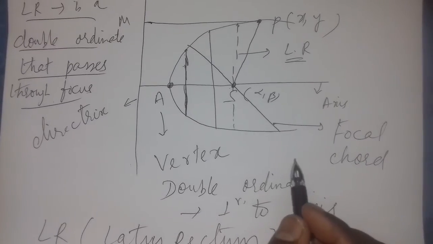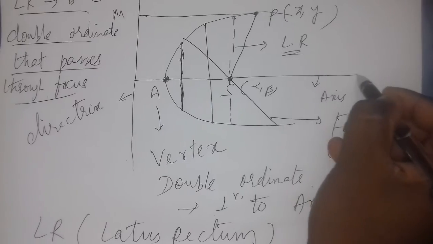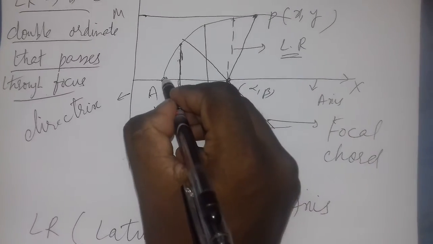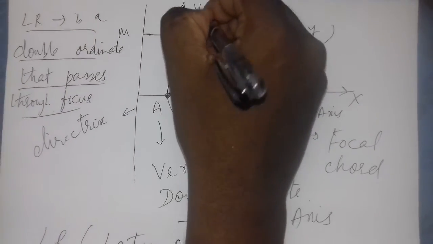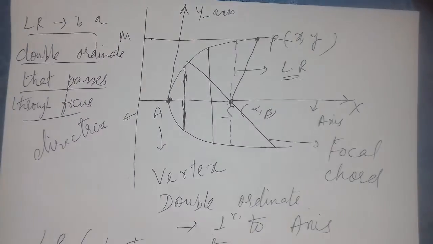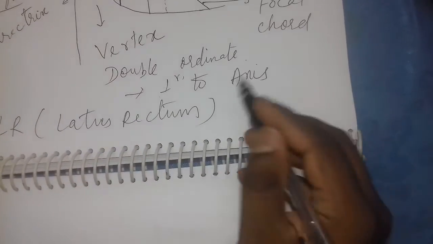Now if you want to take x-axis and y-axis, what we do is we take this axis here, extend it a bit and call it x-axis, and from the vertex we draw a tangent kind of a line and we call this the y-axis. Now parabola does not have a center. Okay, parabola does not have a center.